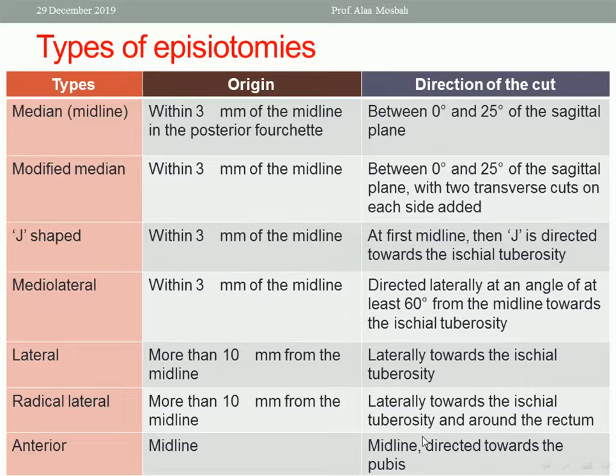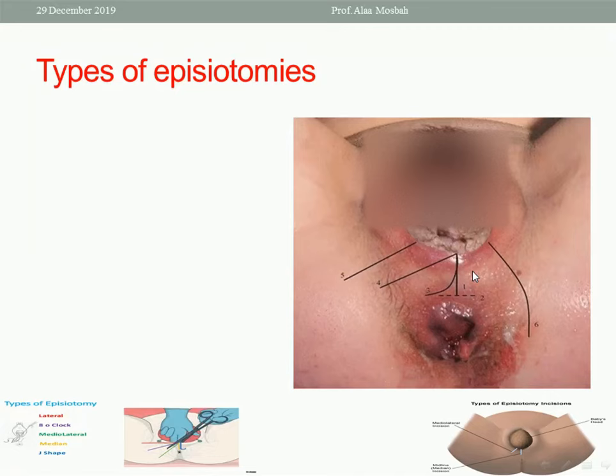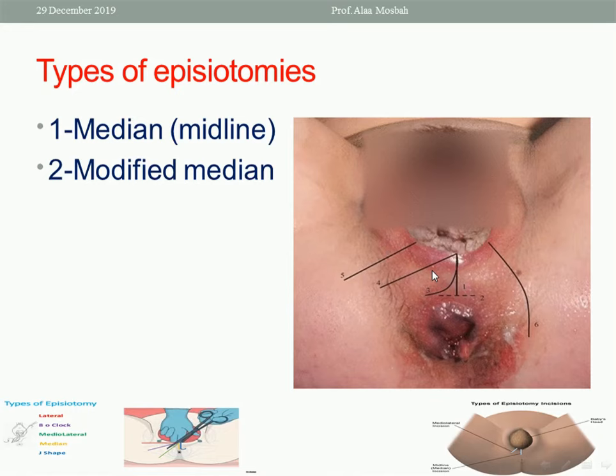So we wanted to look to this picture to know all the types of episiotomy in a very clear manner. Okay, median one. Number one, look to this picture. This is the site of median or midline one. Okay. Modified median. Modified median is number two. I do midline like median, but two transverse incisions like that.